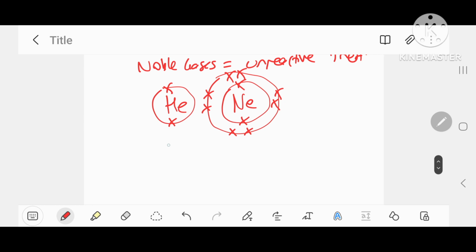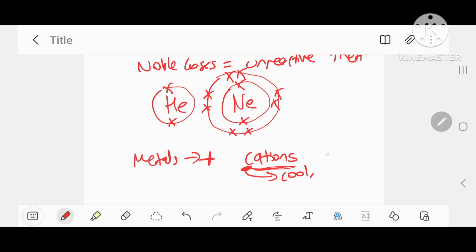So I'll recap. Metals tend to lose electrons to become positive overall. Okay, these are called cations. Charged atoms with a net positive charge are called cations. Now think of cool, calm, and collected. Here's a nice memory device I like to use in my classes. When you're cool, calm, and collected, you're usually positive with a positive attitude. So C for cool, calm, and collected, cations.